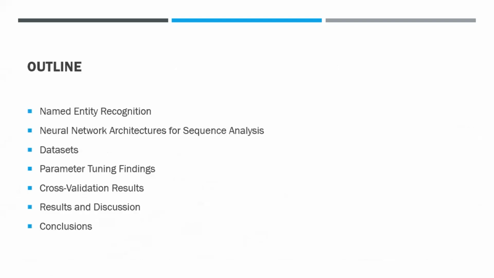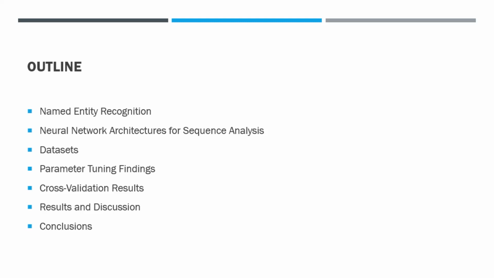First, I'd like to give an outline of my talk. I'll introduce the notion of the named entity, and we'll discuss what the named entity recognition problem is and why we need to worry about it. We'll talk about the neural network architectures that are suitable for that type of work and for sequence analysis. I'll present a couple of data sets that we use for testing.